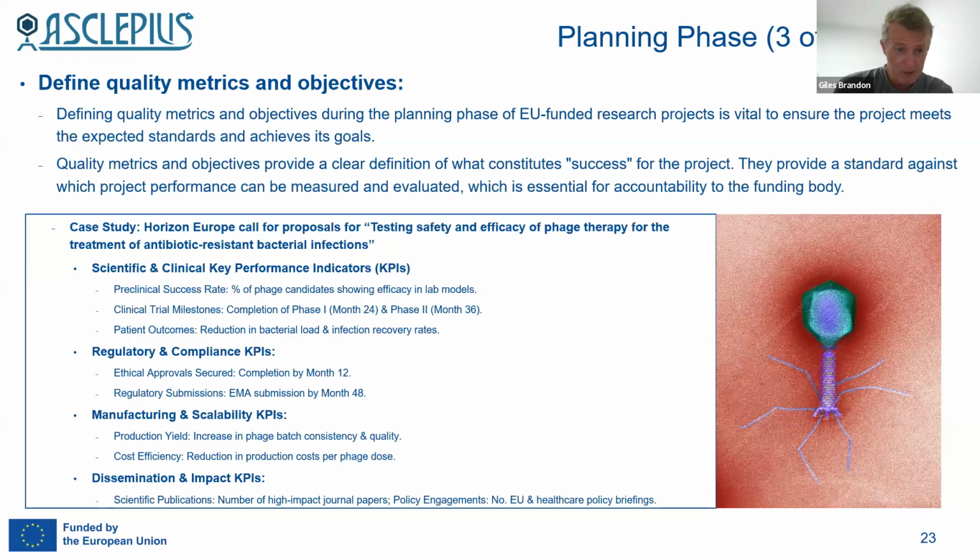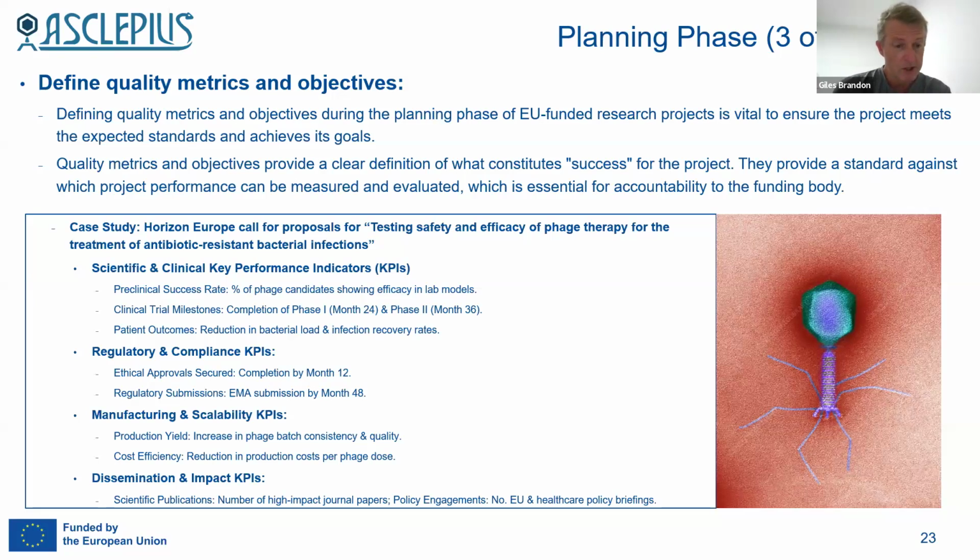We would hopefully also be trying to define some kind of KPI for patient outcomes, so reduction in bacterial load and infection recovery rates. Another category of KPIs: regulatory and compliance. So we would be saying we're hoping to secure ethical approval by month 12, and regulatory submissions, we're aiming to have them submitted by month 48. This, in essence, is also a KPI.